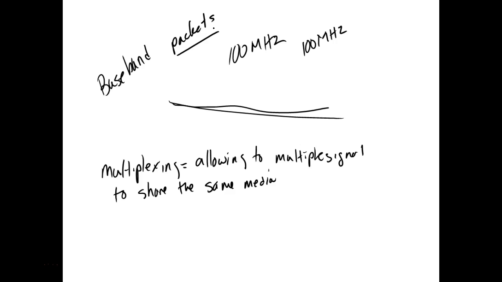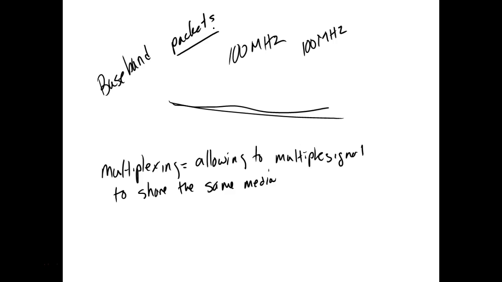This is why when you come in an office at 8 o'clock in the morning and you want to check your email, it's real slow because of baseband. But it's a lot cheaper because the data don't have to be modulated. We can send ones and zeros.